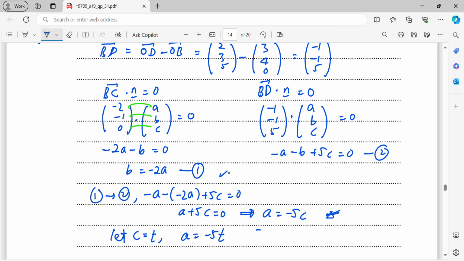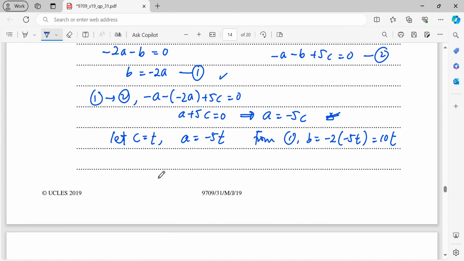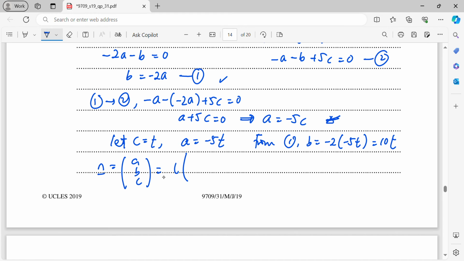And then from the first equation, my b is -2a. So -2 of -5t is 10t. So from here, I know that my n is going to be (a, b, c), which can be factorized as t. So my a is -5, my b is 10, and my c is 1. That means I can say that my n is basically parallel to this vector. So my n is basically (-5, 10, 1).